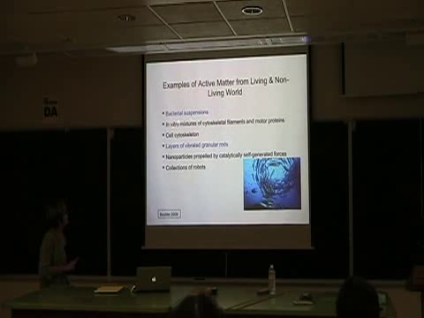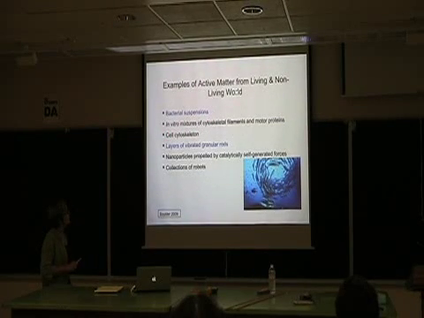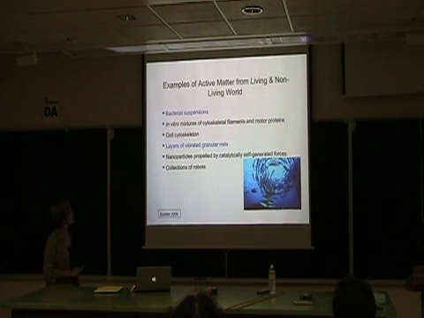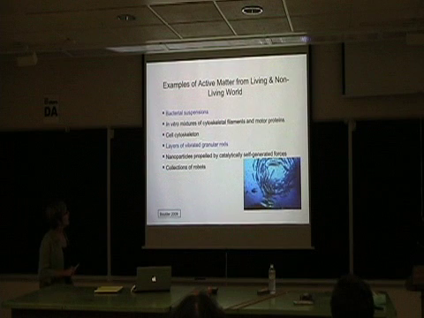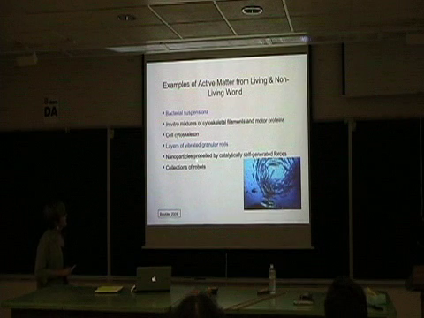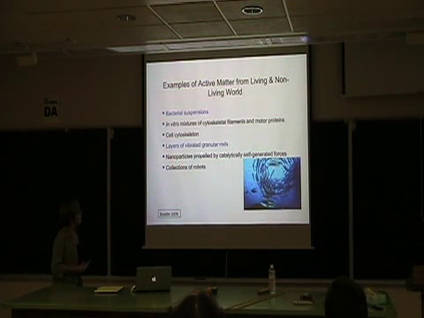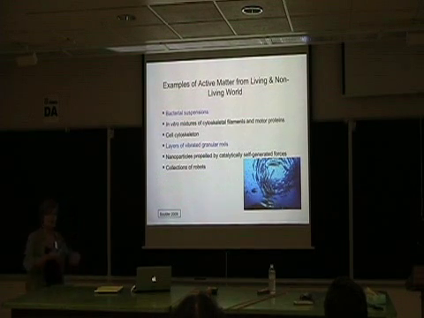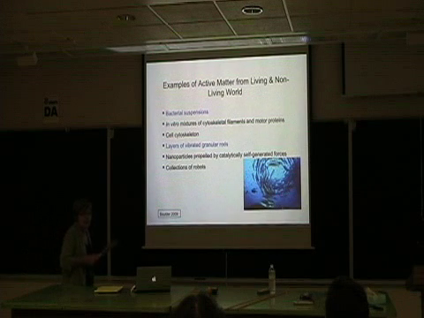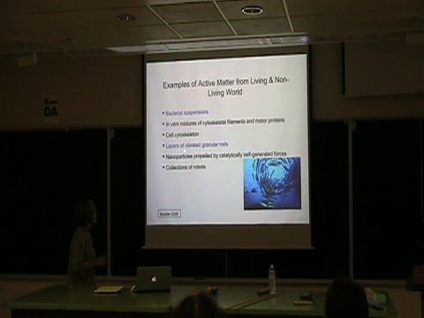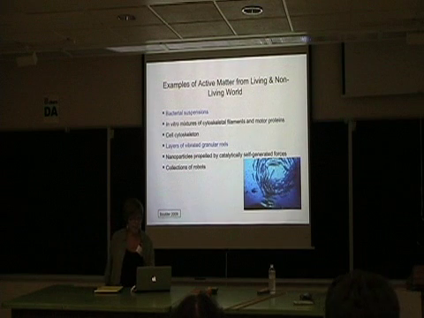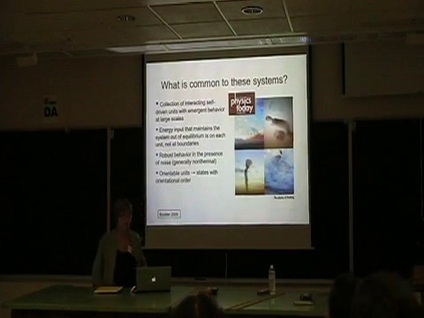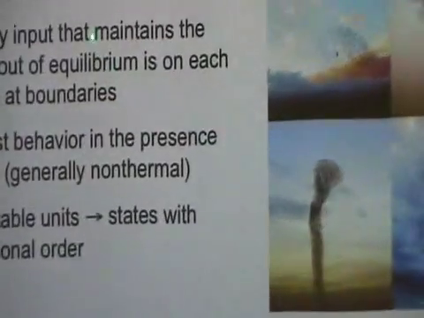Suspensions of bacteria. Mixtures of cytoskeletal filaments and motor proteins, which are components of the cell cytoskeleton. The cell cytoskeleton itself, or also systems that are not living, such as layers of vibrated granular rods, or nanoparticles in solution which are propelled by catalytic self-generated forces and behave collectively as a collection of bacteria, if you like, or even collections of robots, people have been studying those as well. So what is common to these systems?